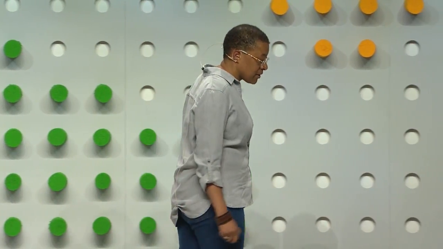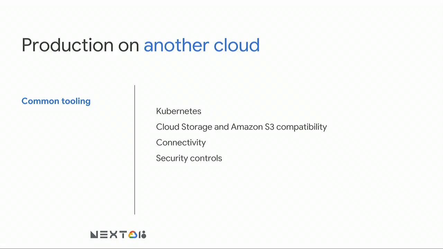Production on another cloud. This is all about common tooling. So Kubernetes, and I'm not going to add to that. There are some great talks about Kubernetes that can do more justice than I can, but you can run it on-prem, on another cloud, and on GCP, with various managed services. Cloud Storage and Amazon S3 compatibility: you can use Boto, which is a Python tool that allows you to write objects to both Cloud Storage and S3 with the same tooling. Again, there's connectivity, and you need to be able to map the security controls from one to the other.